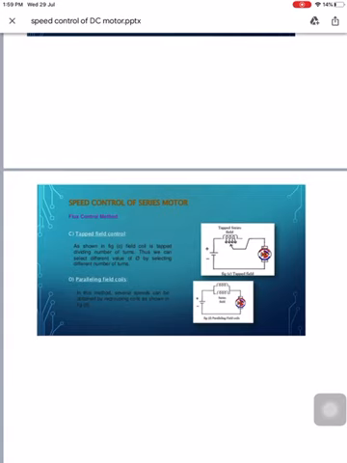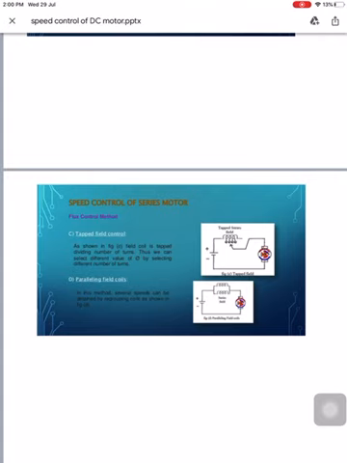Coming to the shunt motor, we have armature control and field control methods. In armature control, we have armature resistance control and armature voltage control. In armature resistance control, variable resistance is added to the armature circuit and the field is directly connected across the supply, so flux is not changed due to variation of series resistance. This is applied to the DC shunt motor. And the next one, armature voltage control.